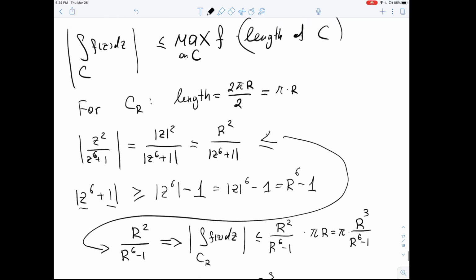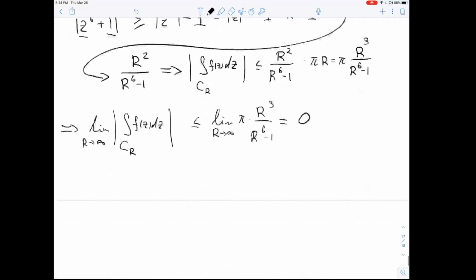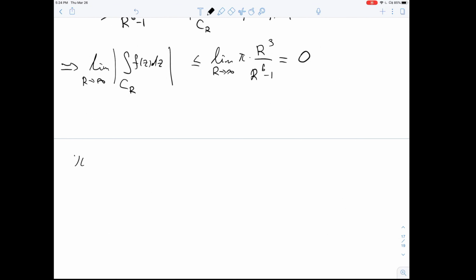And therefore, what's the big conclusion? So we had these two lines written. So we have pi over 3 is equal to what we want, plus this limit which is 0. And so the conclusion is that pi over 3 is equal to the integral we needed to compute. Well, we actually needed this integral.